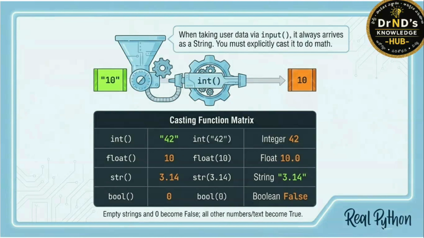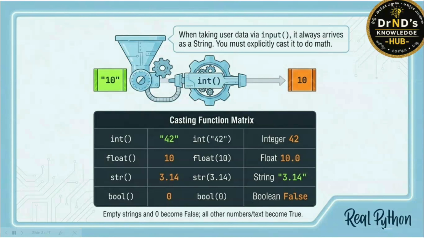Let's understand what typecasting means. Typecasting is the process of converting one data type into another. But why do we need it? Suppose we ask the user to enter their age using the input() function. Even if the user types 10, Python stores it as "10" inside quotation marks, which is a string. Since it is text, Python cannot perform mathematical calculations directly.